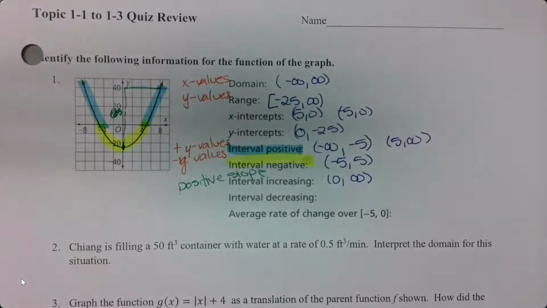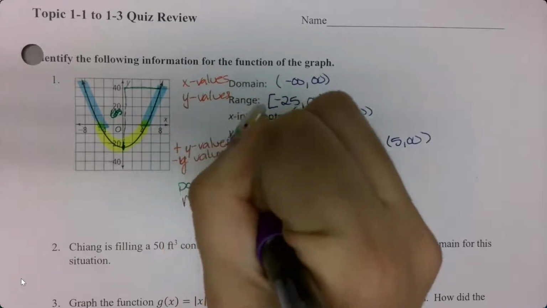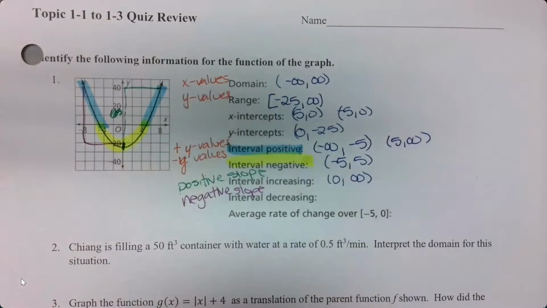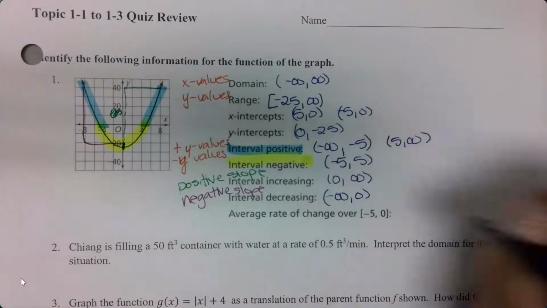Then where my interval is decreasing, this is where I'm looking for a negative slope. So that is from here to here. That starts at negative infinity and ends at 0.